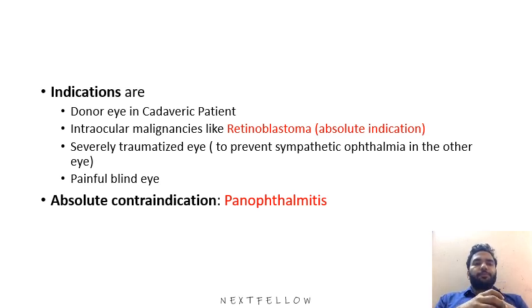For intraocular malignancy like retinoblastoma, we do enucleation. We don't wait for evisceration, all these things. For a severely traumatized eye, to prevent sympathetic ophthalmia in the other eye, or a painful blind eye, we do enucleation. Absolute contraindication includes panophthalmitis. Why? Because in the case of panophthalmitis, the infection can spread. That's where we should never do enucleation.